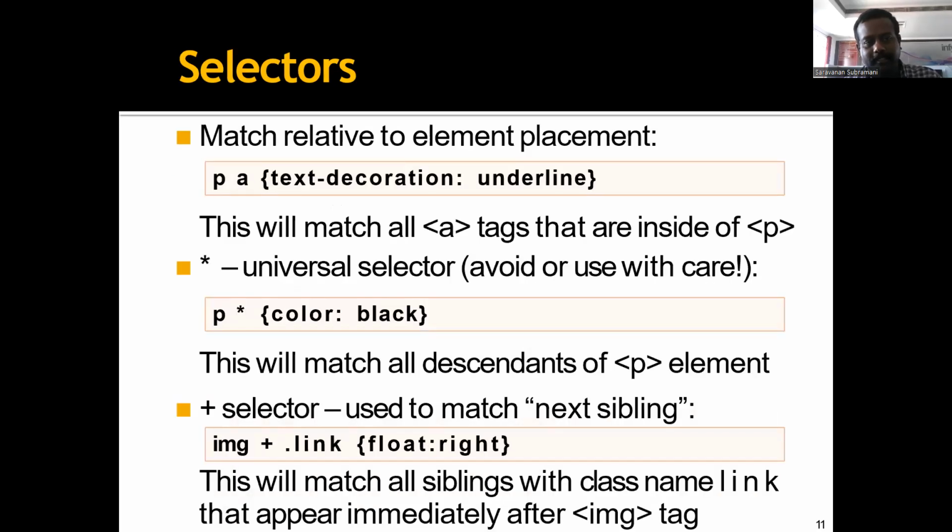The selectors can also be used in a nesting way, matching related to the element placements, that is P A. Here we do not use a comma between the P and A, so we provide P space A. P acts as the parent tag and A acts as the child tag. When the anchor tag A comes inside the parent tag P, those declarations are applied. And there is a universal selector, where we use the star. This applies to all the content of that particular web page.